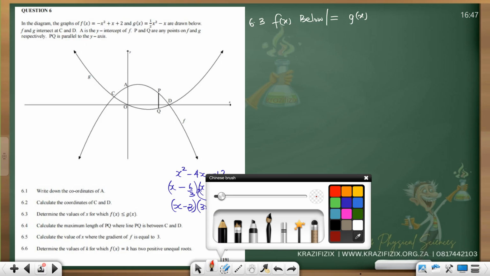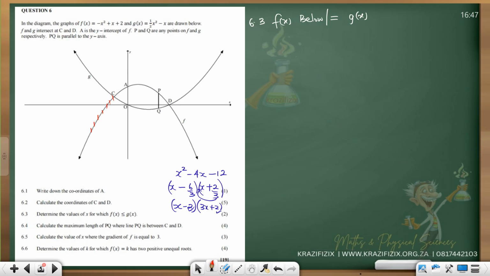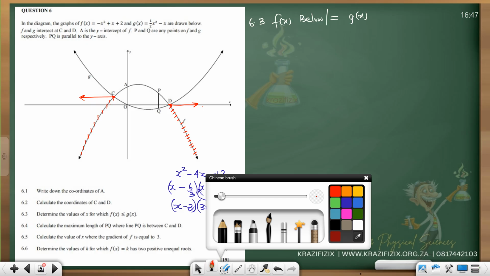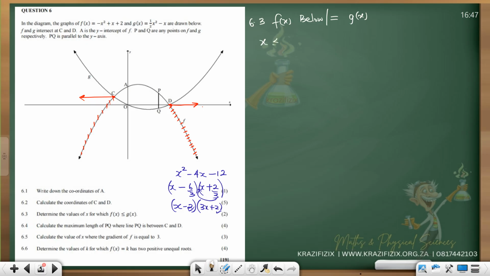So where is f of x below? Oh, it's actually here. And there. Yep. F of x below. Oh, that was why they told us to look for those values. So it's from here, going to the left, and from here, going to the right. So what would our answer be? X is less than or equal to negative 2 over 3. All right. And x is greater than or equal to 2. Are we all okay there?